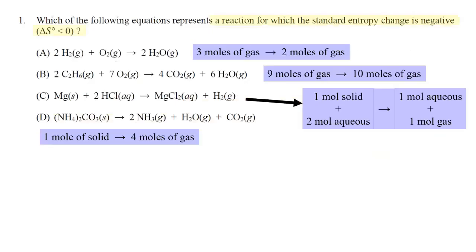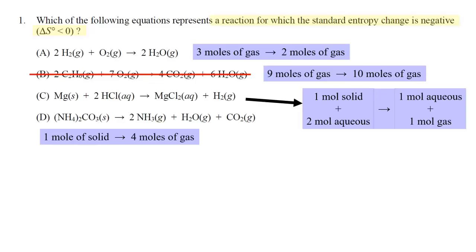So starting with choice B, I go from 9 moles of gas to 10 moles of gas. That is an increase in the total number of moles of gas, so that would be an increase in entropy, so choice B is incorrect. Now in choice C, the only gas that I see is on the right side of the equation, so I start with 1 mole of solid and 2 moles of aqueous, and on the right, I have 1 mole of aqueous and 1 mole of gas.